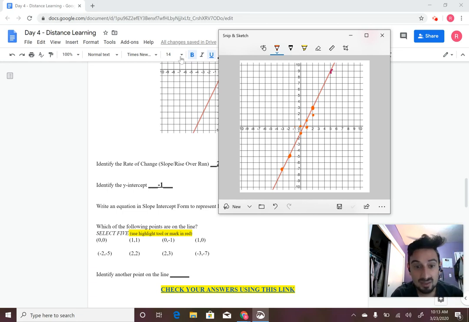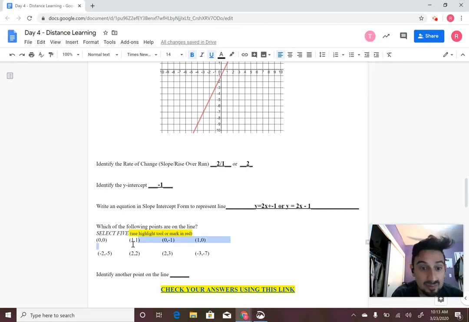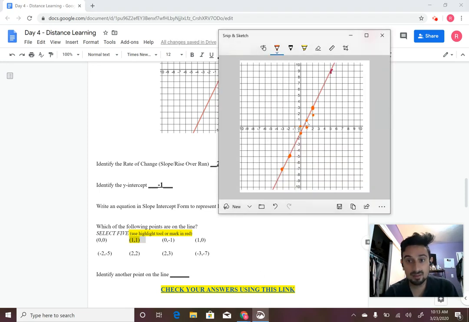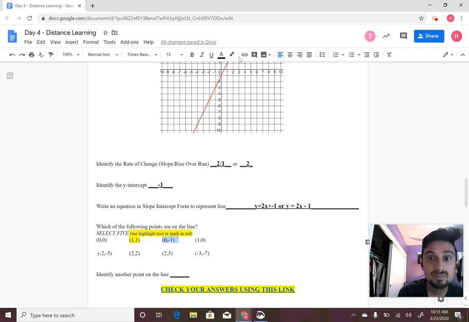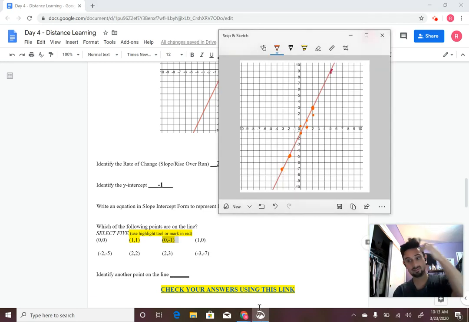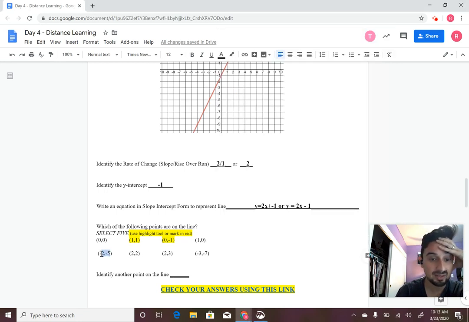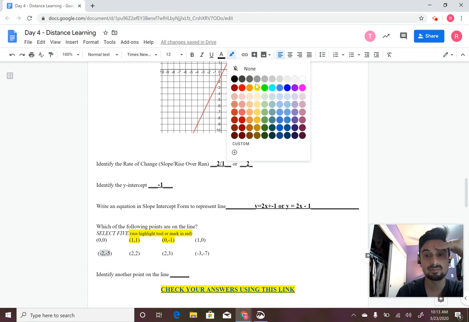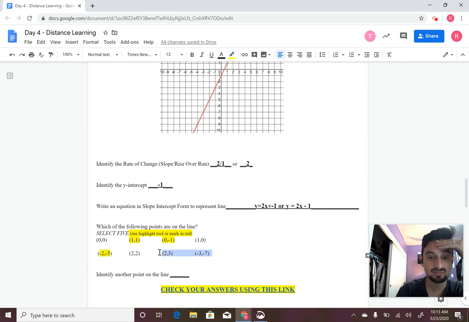So looks like it's going to be 1, 1, 0, -1, -2, -5, and then the last 2.